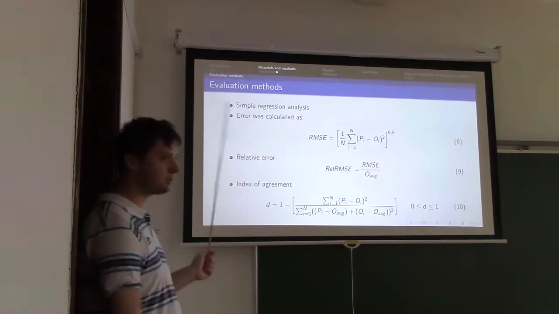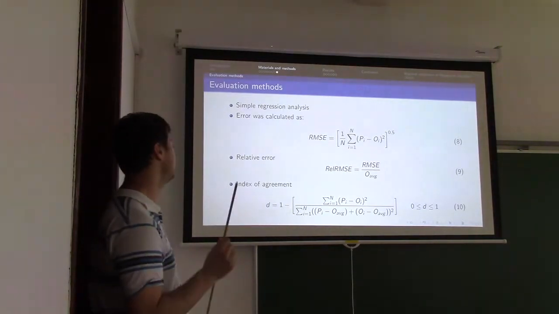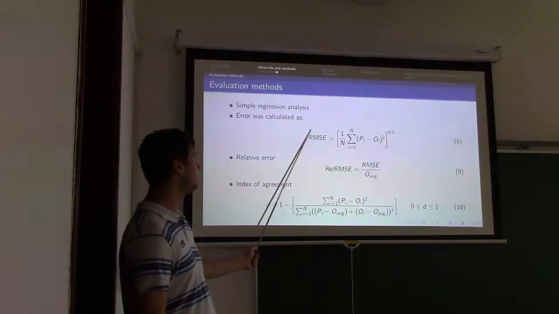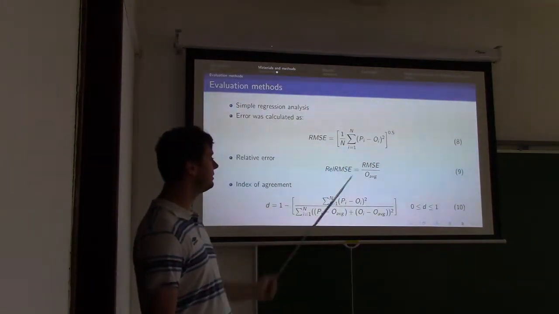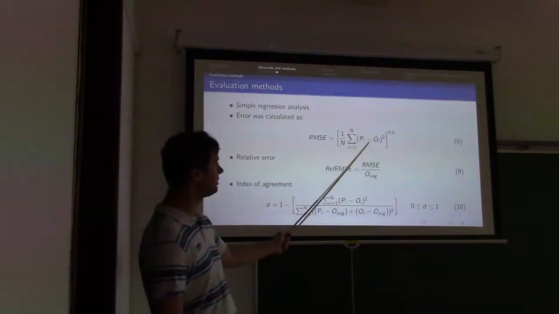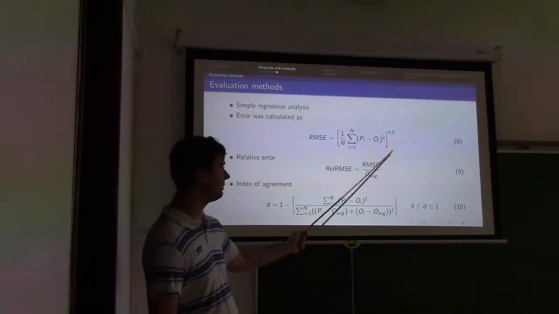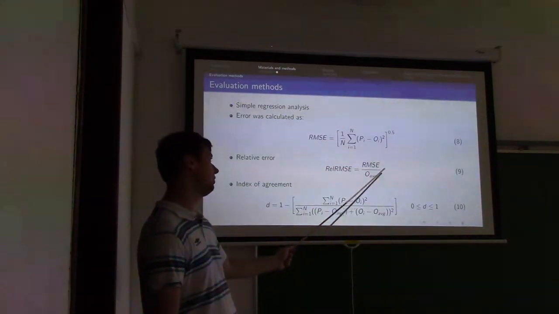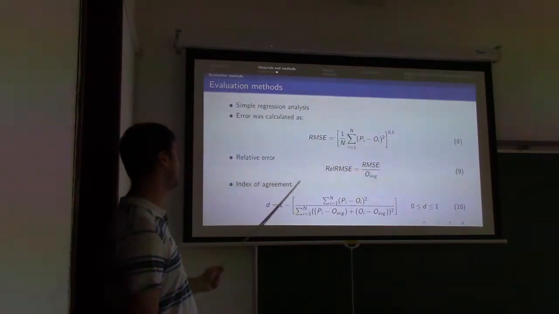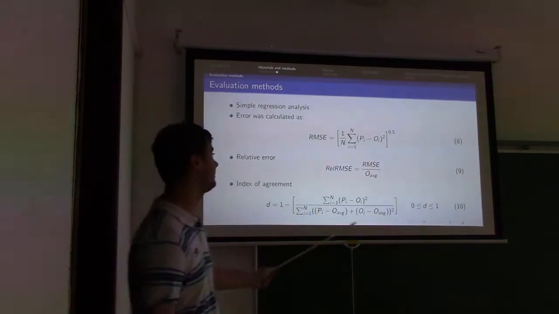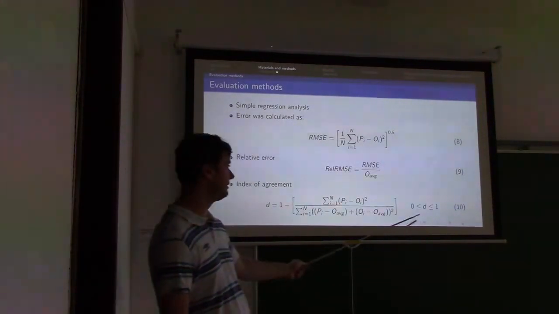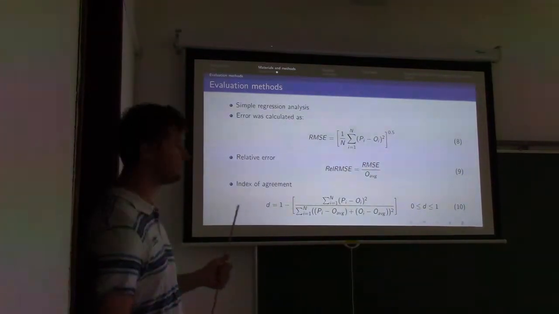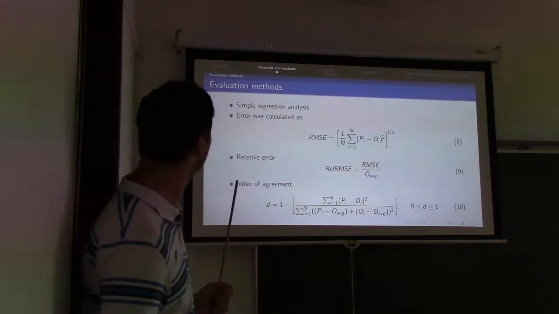Evaluation methods for calculating the precision of our methods were simple regression analysis, and errors were calculated as root mean square error, where PE is predicted evapotranspiration and OE is observed evapotranspiration. Relative error is given by this, where this is the average observed evapotranspiration, and there was also an index of agreement, which is done like this. If D is equal to 1, that means our equations agree with evapotranspiration measured with the lysimeter. So let's go to the results.